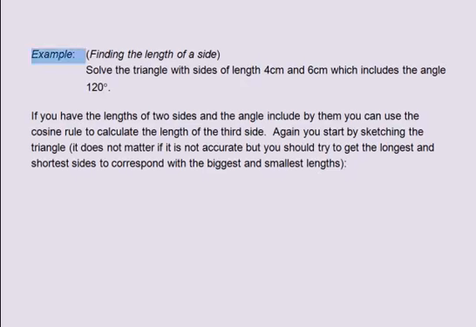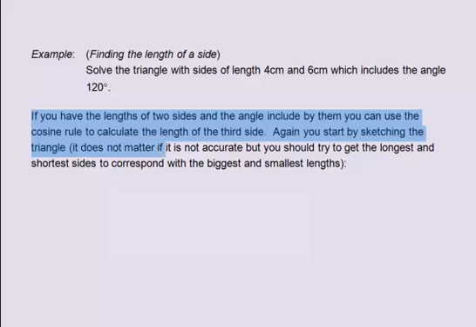Example: finding the length of a side. Solve the triangle with sides of length 4 cm and 6 cm, which includes the angle 120 degrees. If you have the lengths of two sides and the angle included by them, you can use the cosine rule to calculate the length of the third side. Again, you start by sketching the triangle.